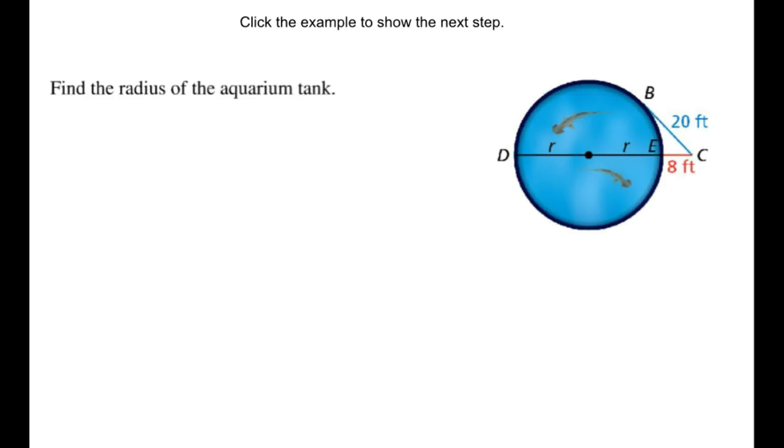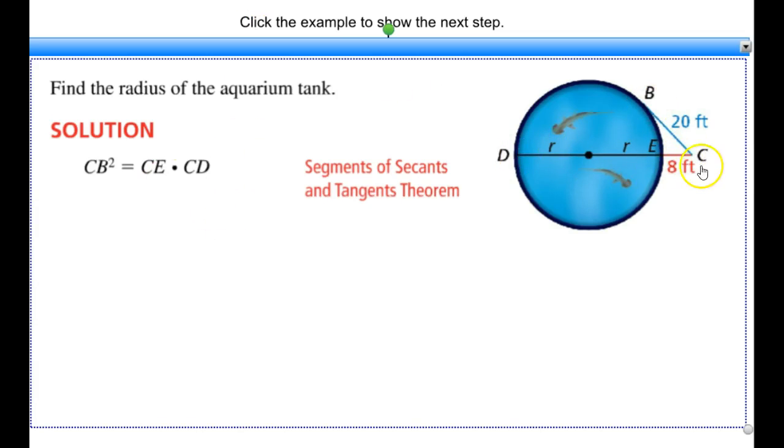So now here we're going to look at an aquarium tank. Here I'm asked to find the radius of this aquarium tank. But I see here that I have a secant that goes through my circle and I have a tangent. So I can follow the same thing. I know I'm going to have my tangent squared, and then I'm going to use my secant, the outside piece, times the whole thing. Okay, so I take my tangent squared equals the outside piece times the whole thing.